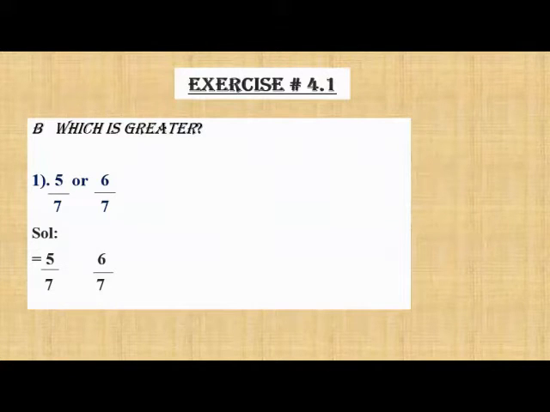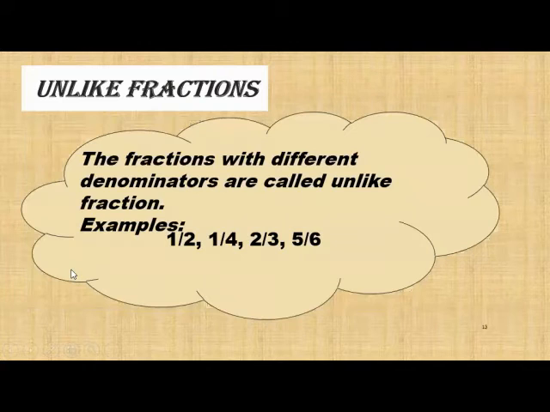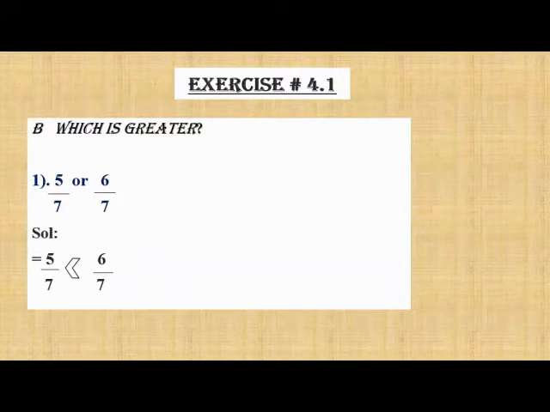Now we are moving to our exercise, chapter number 4, exercise 4.1, part B, which is greater. You have to find which fraction is greater. Now move to the solution. How can you find which fraction is greater? You have to check the numerator. 5 upon 7 or 6 upon 7. As you can see, the denominators are the same and the numerators are different. So you have to find which is greater, 5 or 6. 6 is greater. So 6 upon 7 is the answer, because it is greater than 5 upon 7.